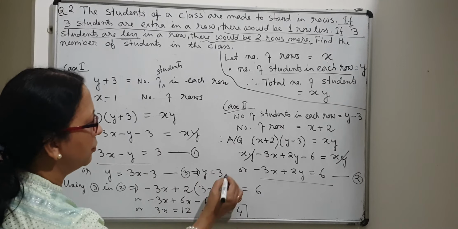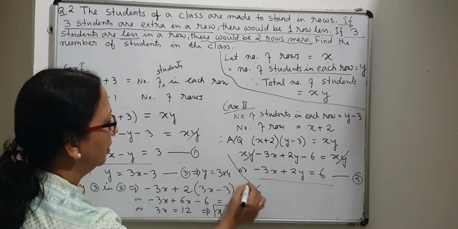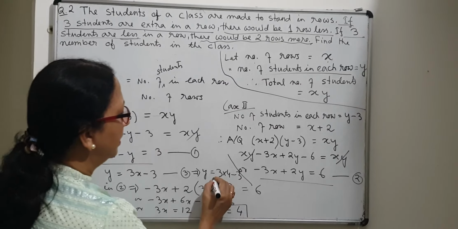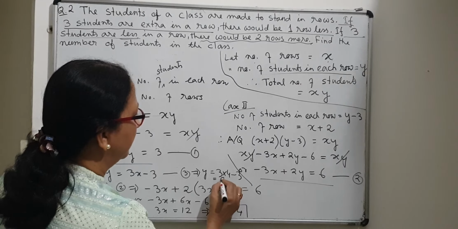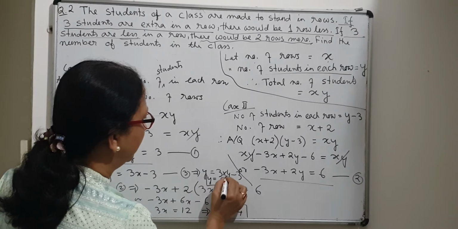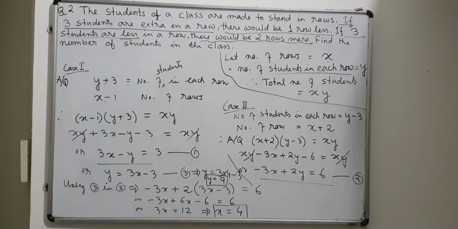So 3x is your 4 into 4 minus 3. 3 4s are 12, 12 minus 3 is 9. So when x is 4, y is 9. That we have solved by the method of substitution.